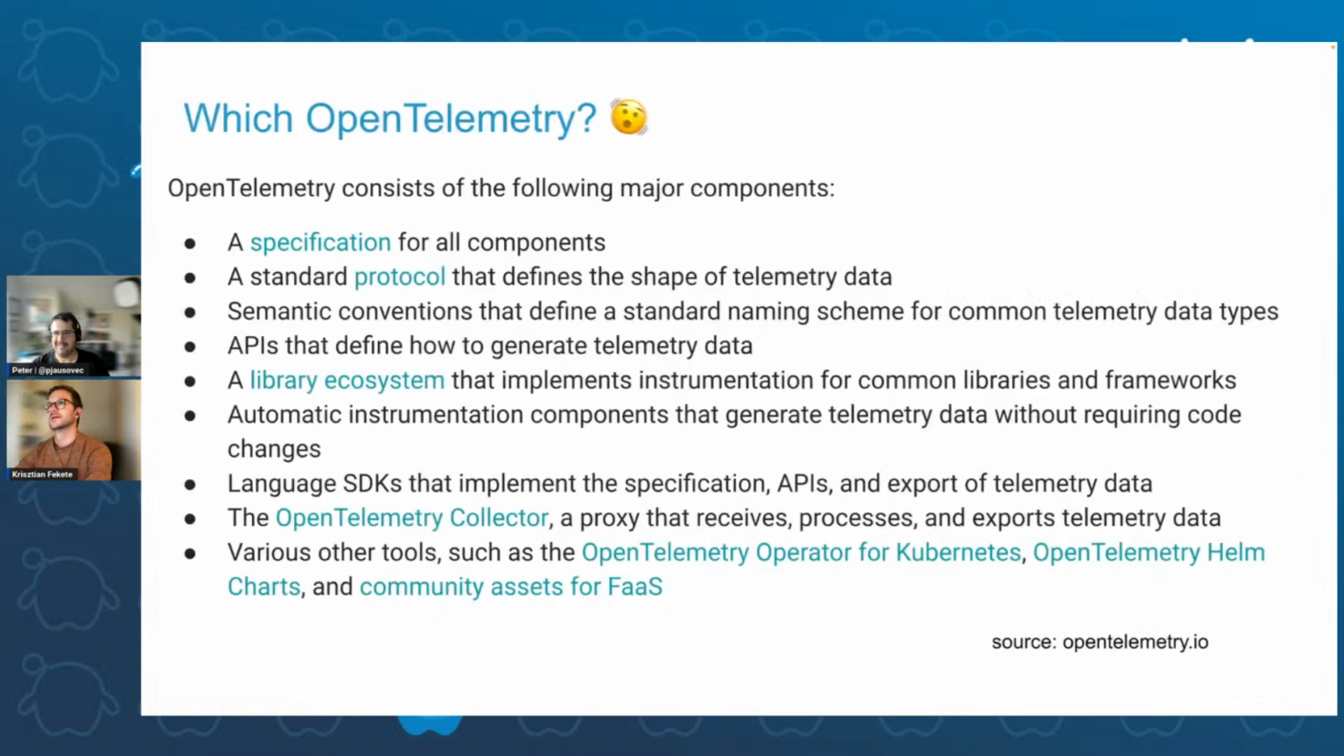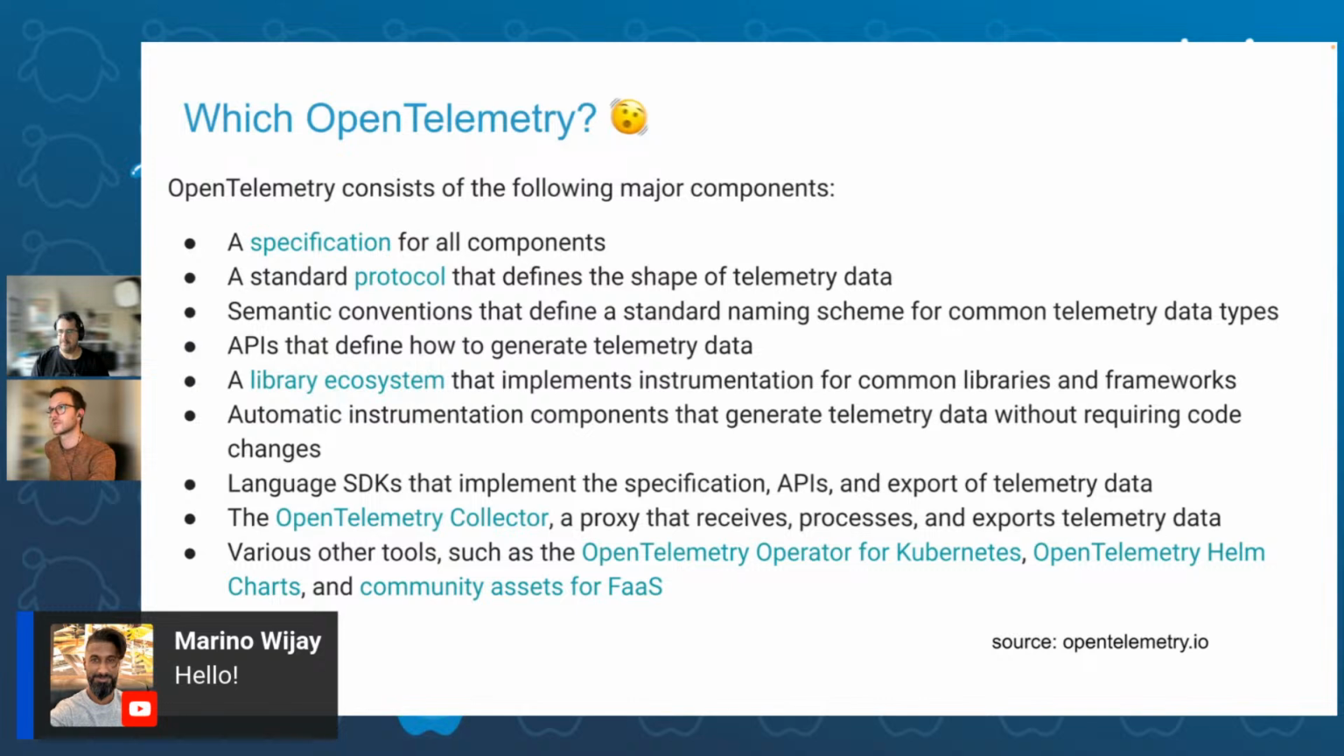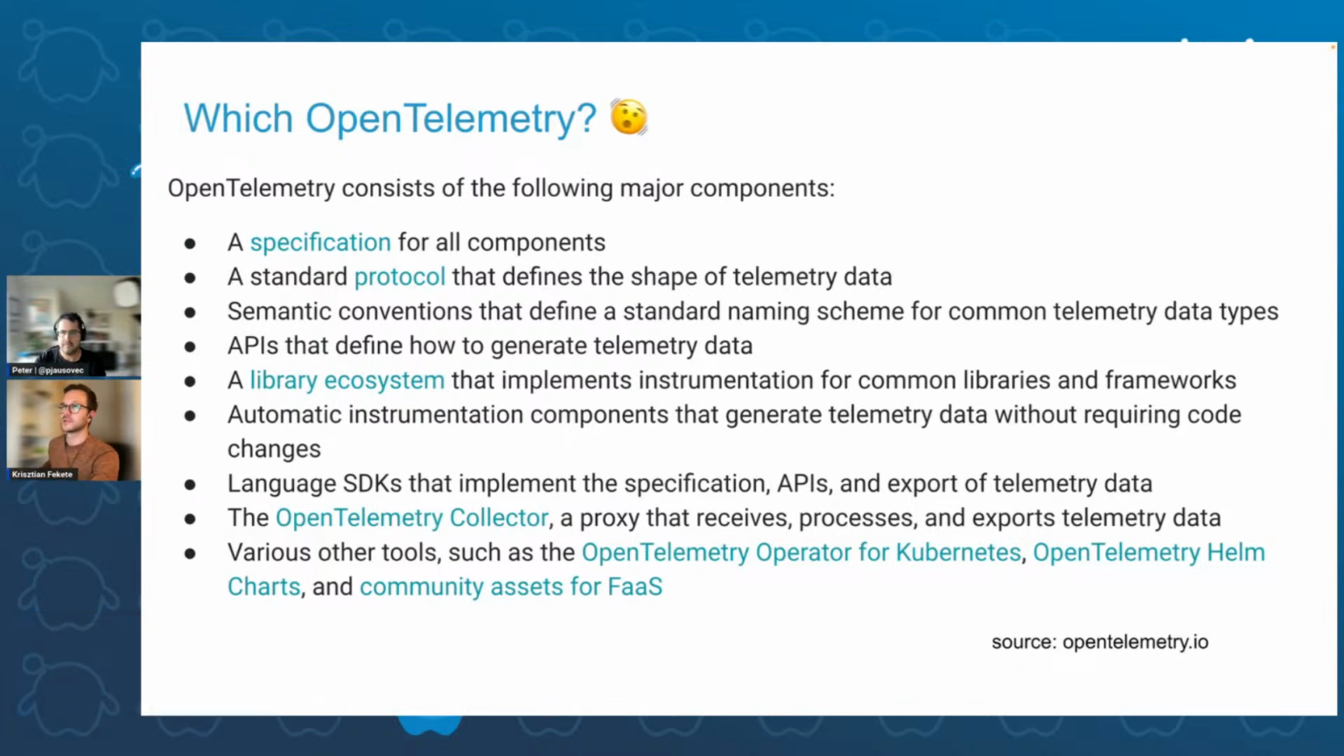Who knows? So if you continue to scroll down on the site OpenTelemetry.io, then you will find this. And this is the last point, I think, when people will get lost. OpenTelemetry consists of the following major components: a specification, protocol, semantic conventions, APIs, library ecosystem. There's automatic instrumentation. Then you have language SDKs. Then finally, lastly, you have the OpenTelemetry collector, which is a proxy. Well, what kind of proxy? Receives, processes, exports telemetry data.